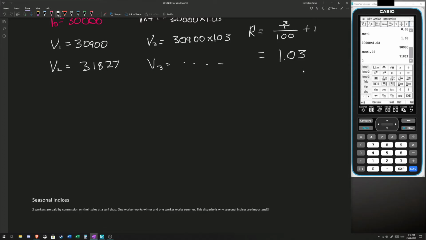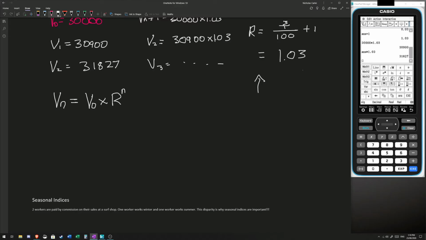use a formula. And the formula is Vn, this is something for the bound book, equals V0, whatever our principal is, multiplied by R, that's that one there, to the power of n, okay?